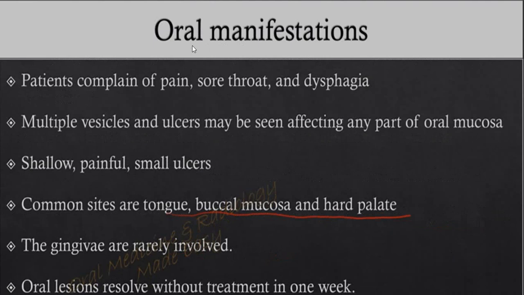Among the oral manifestations, the patient will complain of pain in the throat region, sore throat, and because of those ulcers, even dysphagia. Multiple vesicles and ulcers are seen in the affected oral mucosa. They are shallow, painful, small ulcers. Commonest sites are the tongue, buccal mucosa, and hard palate. Gingiva are rarely involved. Oral lesions will resolve within 7 to 10 days; by and large, we say within 1 week.